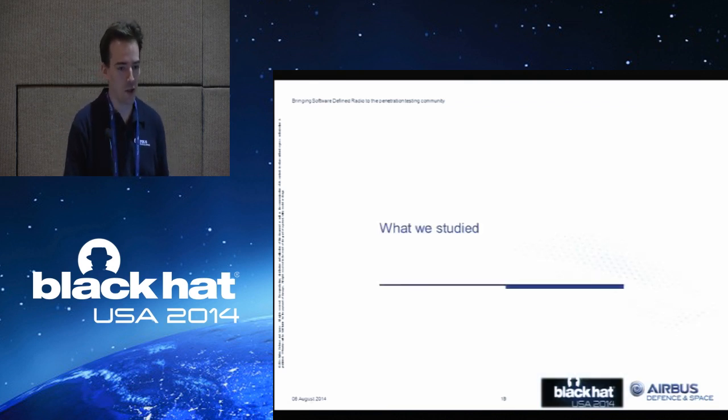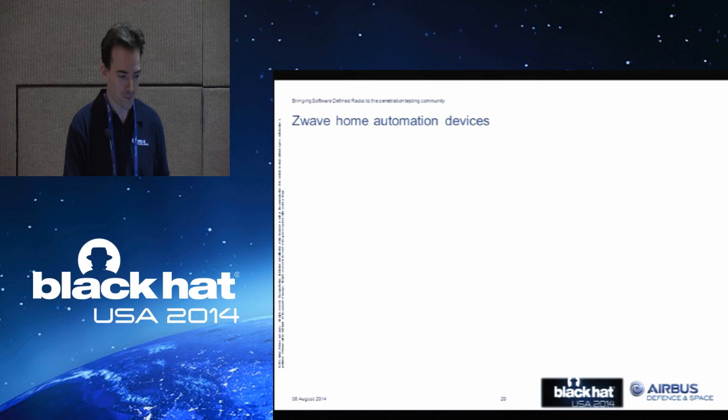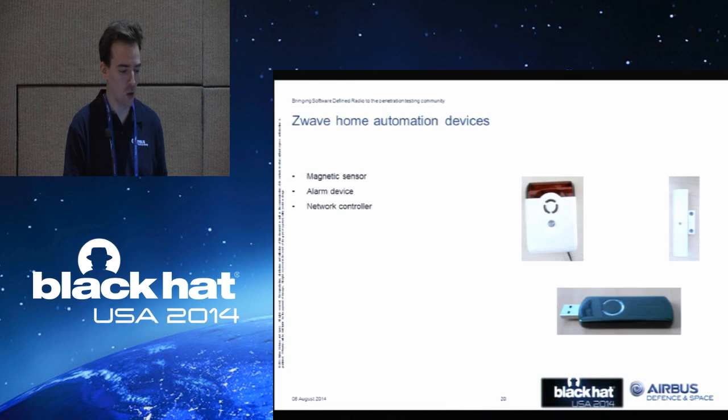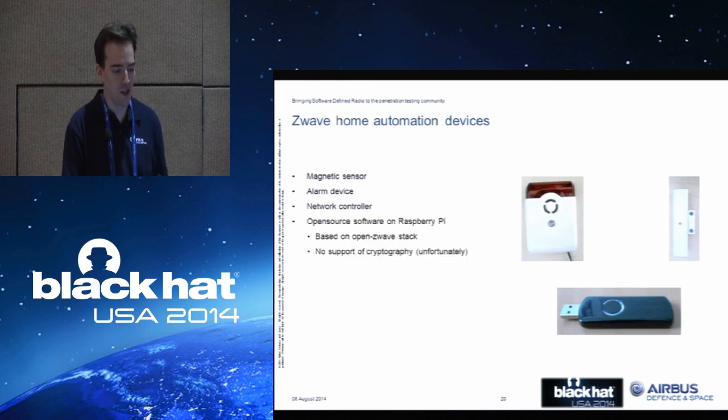Now, let's talk a little bit about the devices we studied with our tool. First, we started to assess Z-Wave home automation devices. The devices we had were a magnetic sensor, an alarm device, and a network controller. We used the open source software on a Raspberry Pi based on OpenZWave. Unfortunately, OpenZWave does not support the cryptography which Z-Wave supports, so everything wasn't clear. The layer we provide in Scapy won't support cryptography because we did not have packets to test that.